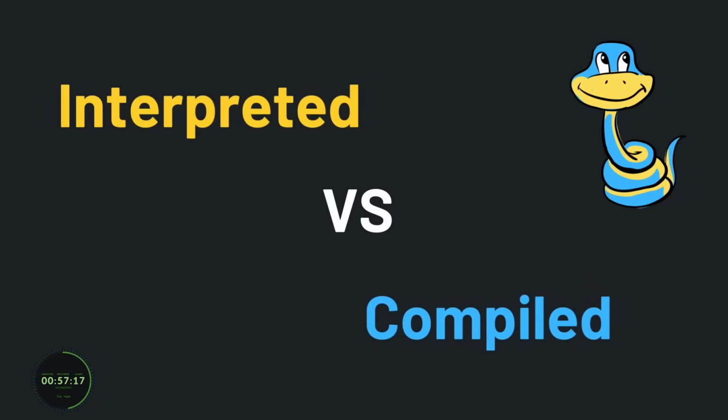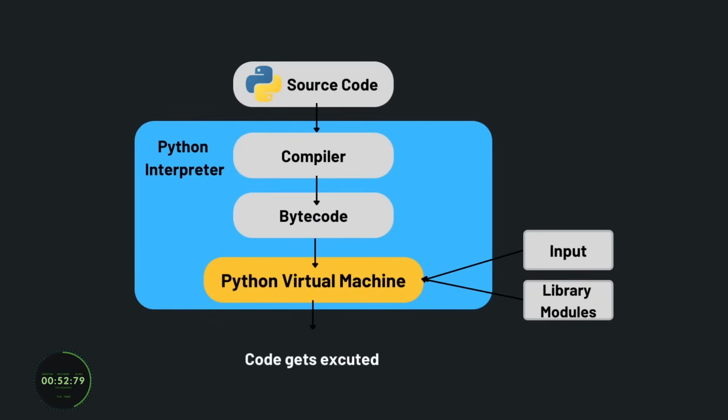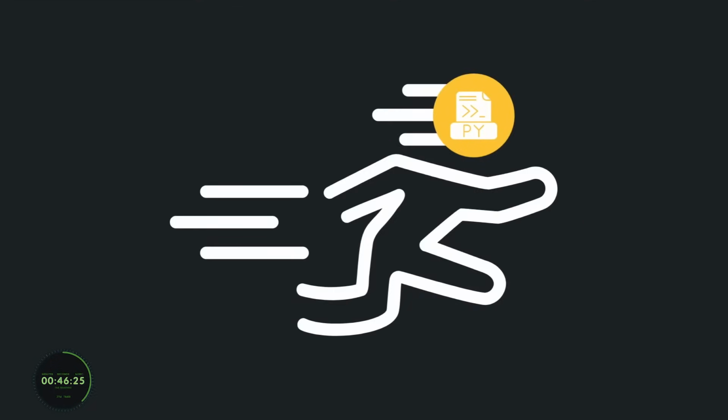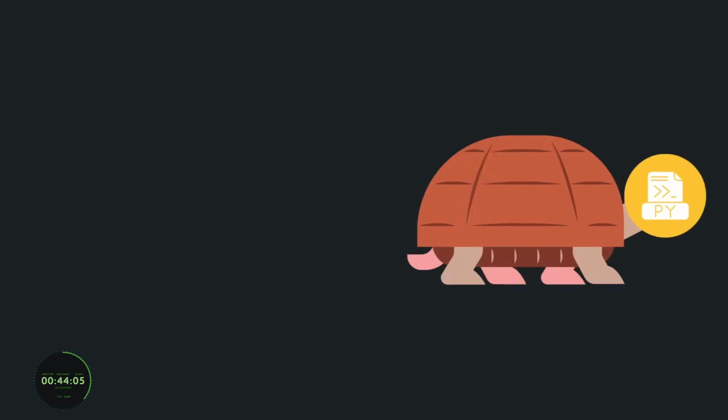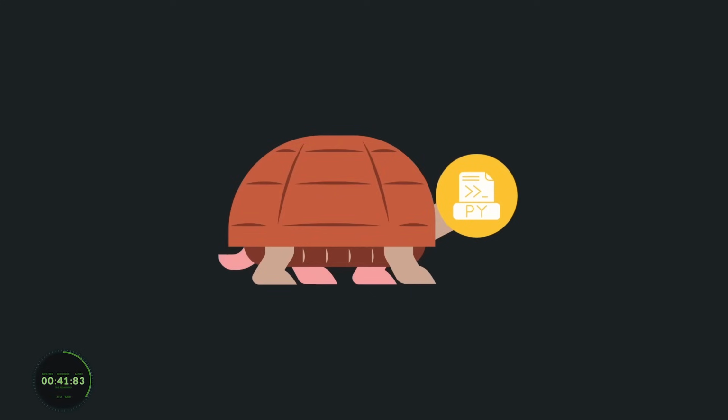You have probably heard of interpreted versus compiled, right? Well, Python is an interpreted language, which means the source code is converted into bytecode that is then executed by the Python virtual machine. This equates to Python being extremely fast to develop, but not so fast during the execution step, since the code is not directly compiled and executed.